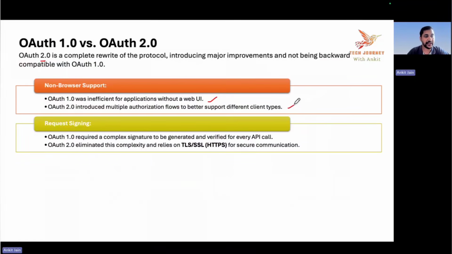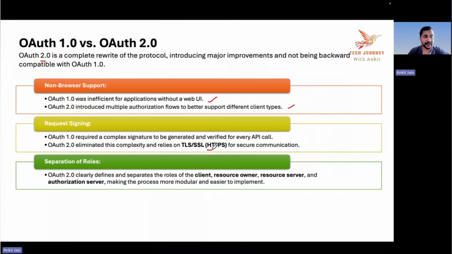This is the key topic that we have to learn: all the different authorization flows supported by OAuth 2.0. The next one here is signing. OAuth 1.0 requires a complex signature to be generated and verified for every API call. However, in OAuth 2.0, this has been completely eliminated and it relies on HTTPS for a more secure connection.